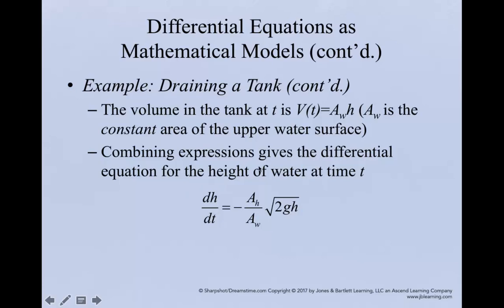In fact, here we go. We say that we have an area of the water surface times the height, and that's the volume, with respect to time. And so the only thing there that's going to vary is h. So if we were to substitute A_W h for V in that equation, A_W comes out as a constant, h is the variable, and so this is your equation. Notice that this is a nonlinear differential equation because h, the dependent variable, is actually raised to the 1/2 power. So this would be an example of a nonlinear differential equation that models draining water out of a tank.